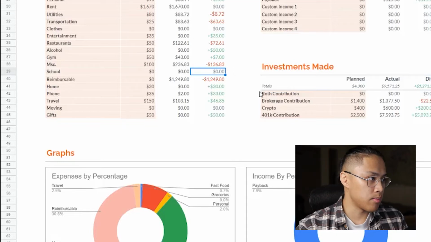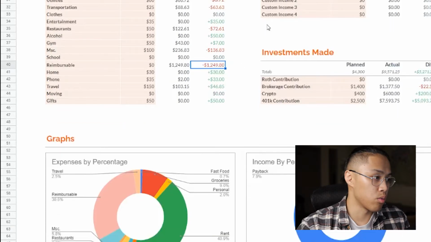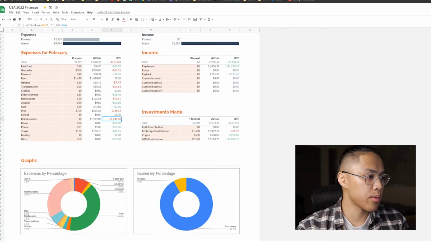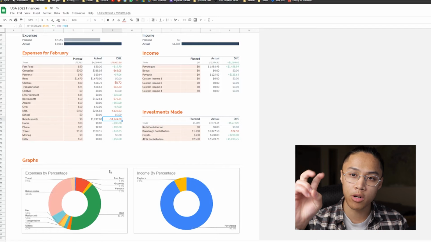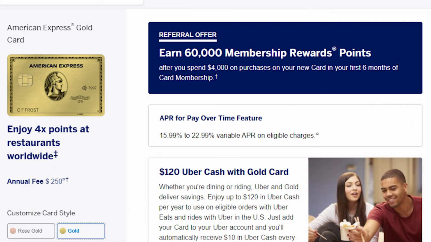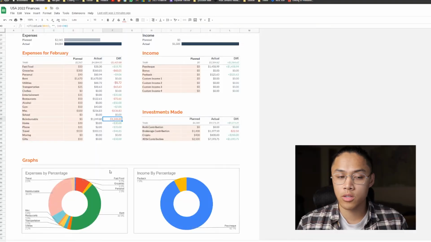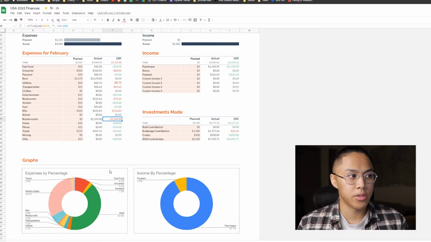All right, next up, reimbursable. Okay, so like I said before, this is going to get reimbursed through work, hopefully. So one really quick thing I want to point out is that I got an American Express this month and I put it under reimbursable, but I think there's good reason for that. The sign-on offer that I got was 75,000 points after you spend $4,000 within 6 months with the Amex Gold, which I think is very doable under my normal spending habits.